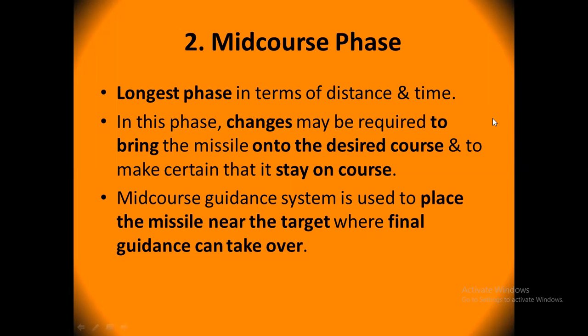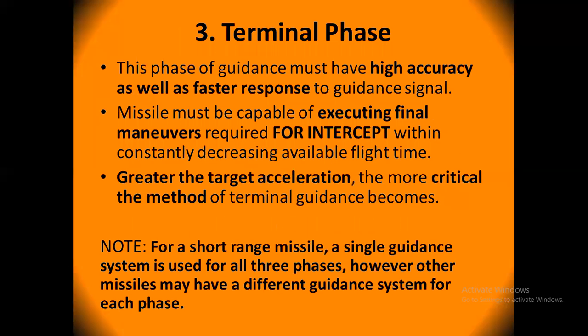Now, the mid-course phase is specially designed to bring the missile onto the desired course, and it is also made sure that it remains on the course. The mid-course guidance system is used to place the missile near the target, especially when you have an intercontinental ballistic missile traveling from one continent to the other. So it is specifically made so that the missile reaches near the target. That much is the mid-course phase, and after that, the terminal phase comes up. So we'll see what the terminal phase is.